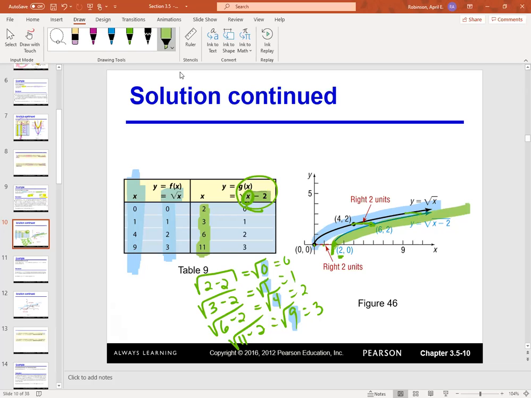So when you're shifting left or right, it's actually the opposite of what you see. I see an x minus 2 under the radical. Since it's under the radical, it's actually the opposite. You want the positive 2. So you shift to the right 2 places. And when they plugged and chugged the numbers, just to show you what happened, you can see it does move to the right.